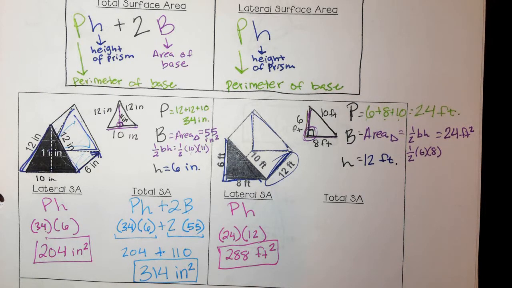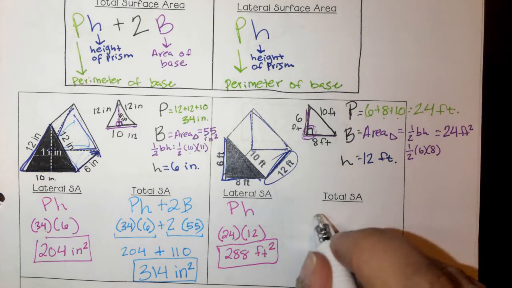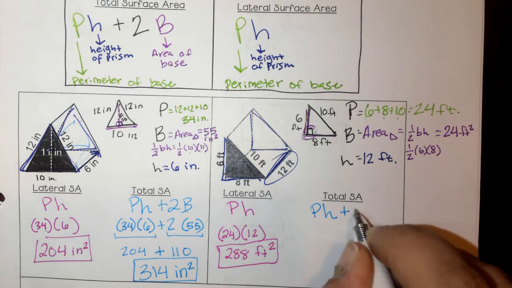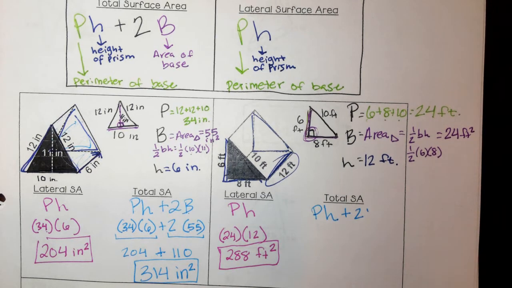Now I'm looking for the total surface area, which uses a formula: perimeter of the base times the height of the prism, plus 2 times the area of the base.